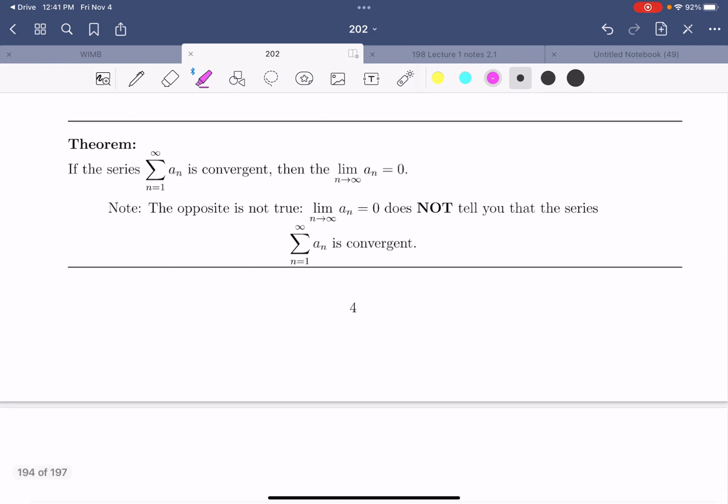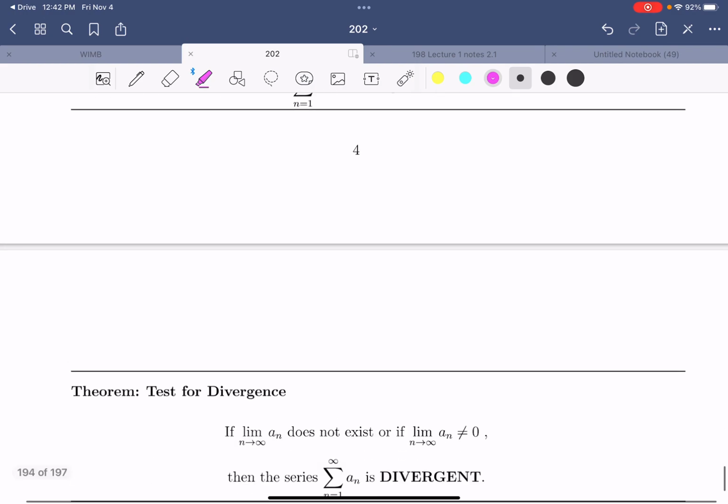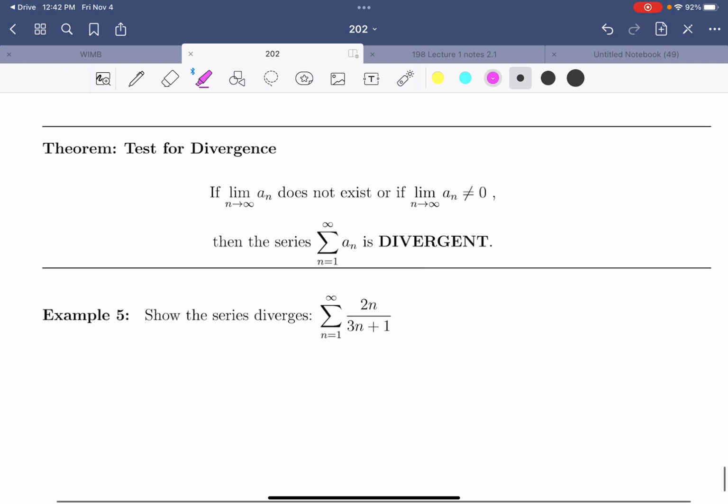Our next theorem: if the series is convergent, then the limit as n goes to infinity of a_n has to be equal to 0. Your sequence has to go to 0 if your series is going to converge. If your terms are approaching some other number and you're adding up numbers that don't get smaller and smaller, there's no way that that's going to converge to something. The opposite is not true. If your limit does equal 0, that does not tell you that it's convergent. Maybe it is, maybe it's not. But the contrapositive is actually true. So if your limit does not exist or it's not 0, then your series is definitely divergent.